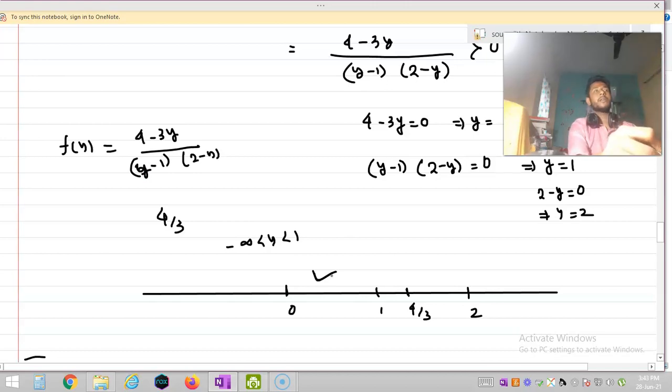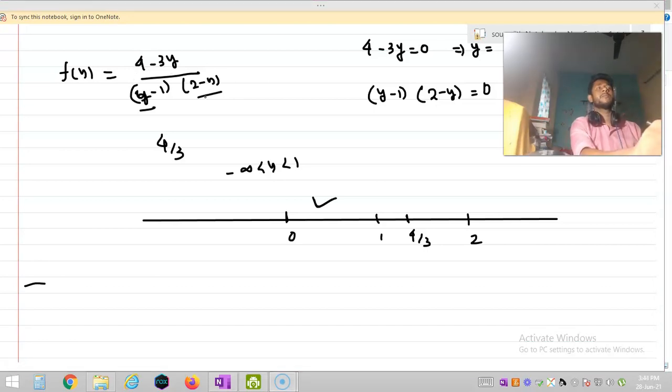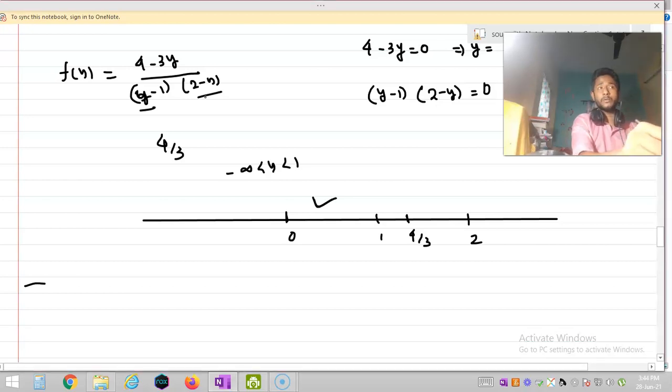Okay, if you choose y from here, you can see that y minus 1, 2 minus y, and 4 minus 3y are all negative. Okay, there are 3 negative terms, so minus minus minus becomes minus. So any value of y which satisfies minus infinity less than y less than 1, then f(y) is less than 0.